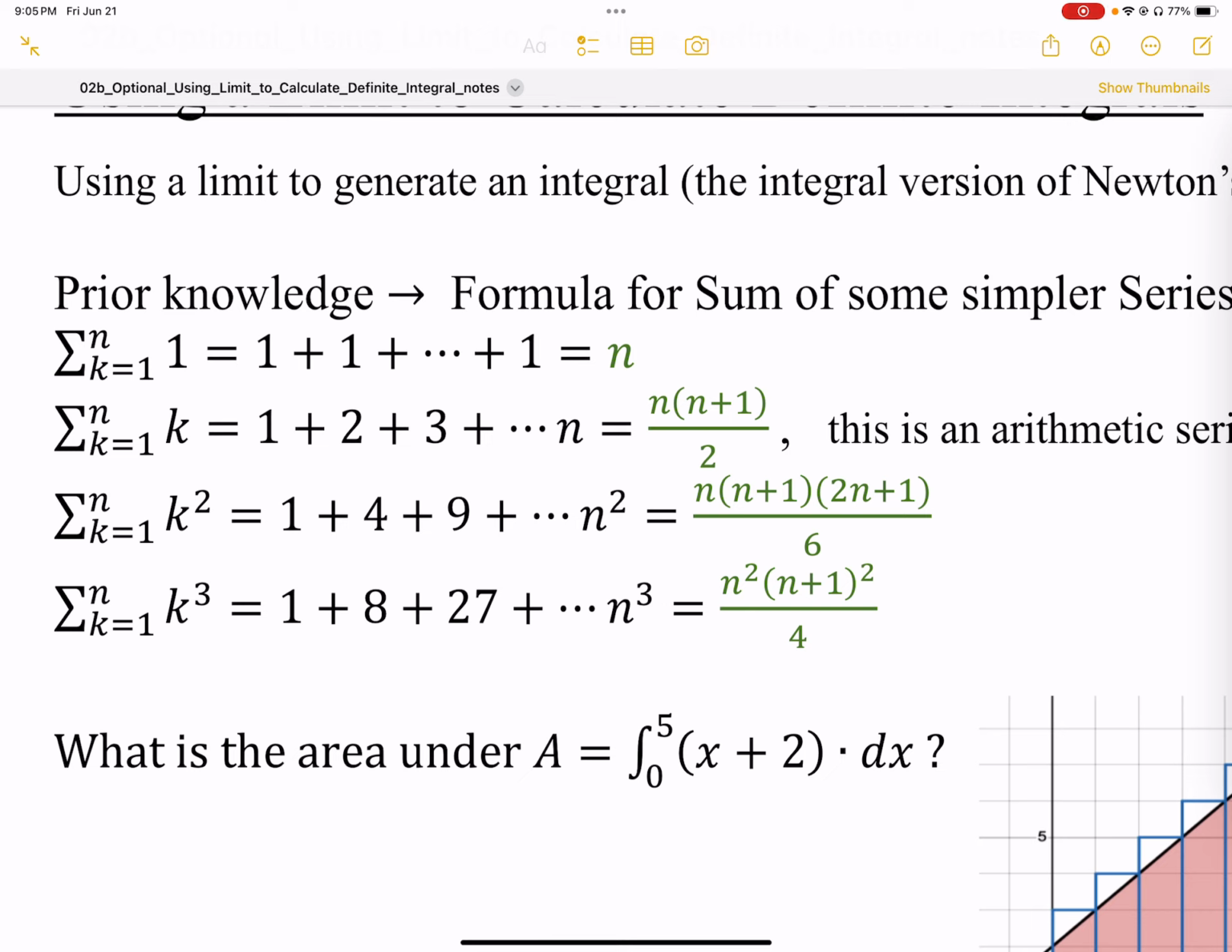So if we have a sum from k equals 1 to n of 1, well, the series would look like this, 1 plus 1 plus 1. And the sum of that series will just be n. So if I went up to 10, I would have 10 terms, and that would just be 1 plus 1 plus 1, 10 times to give us n. If I have k, well, I'm going to start at 1, and then 2 plus 3 plus 4, etc.